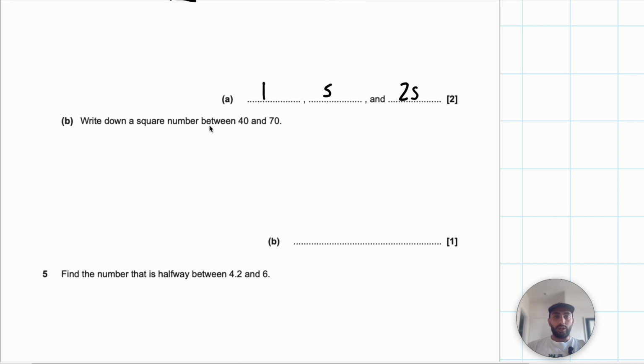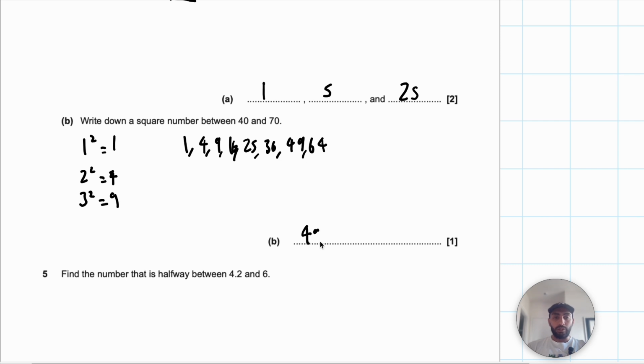Part B. Write down a square number between 40 and 70. A square number is just a number that's been multiplied by itself. So 1 squared would be 1, 2 squared, 2 times 2 is 4, 3 squared, 3 times 3 is 9, and it would continue 1, 4, 9, 16, 25, 36, 49, and 64. So you could either choose 49 or 64 here.